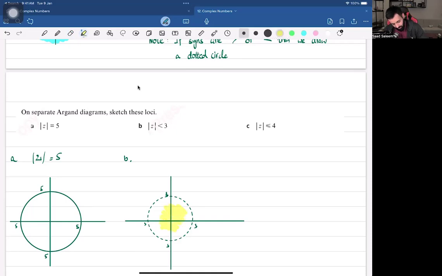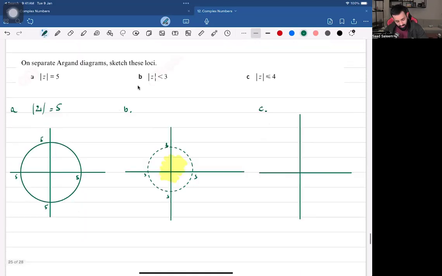Now part C. In part C, it's modulus of z is greater than or equal to 4. So once again, we'll make a circle. But this time, however, we will make a solid circle. And we will once again shade inside. But like I said, the circle that we will make will be a solid circle. Okay, so there you go.